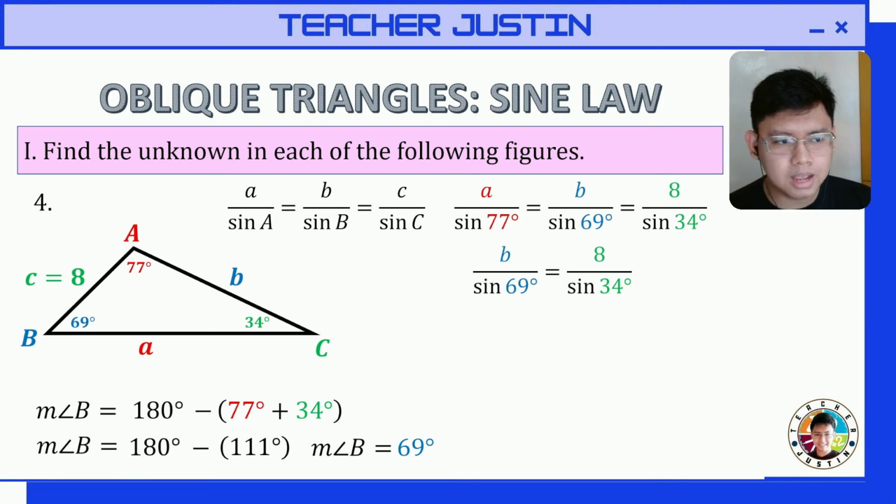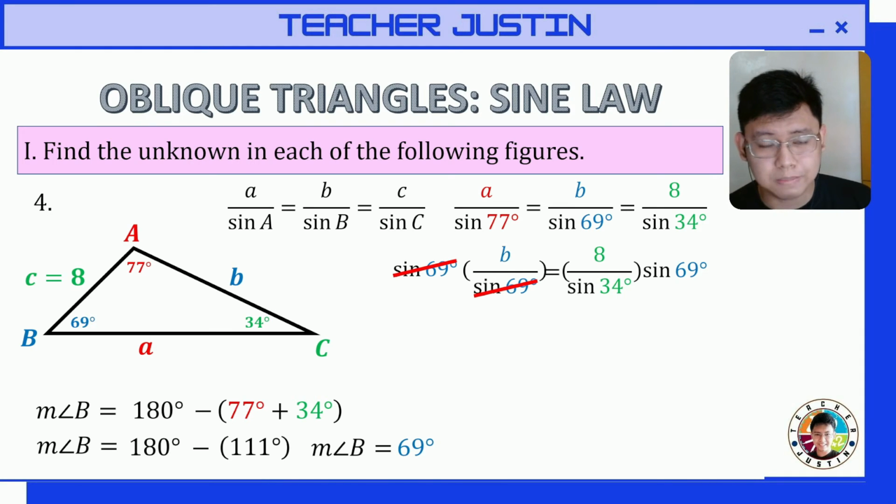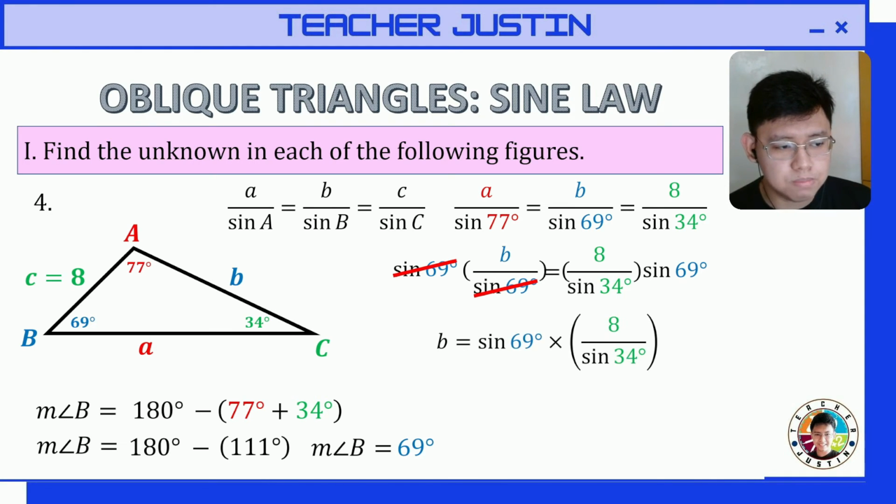So, we will have this equation, B over sine 69 degrees is equal to 8 over sine 34 degrees. So, let's multiply both sides by sine 69 degrees para ma-cancel out yung ating denominator. We will have the equation B is equal to sine 69 degrees times 8 over sine 34 degrees. Gamit tayo ng scientific calculator to solve for the value of B. So, B will be approximately equal to 13.36 units. So, yan na yung value ng ating side B.